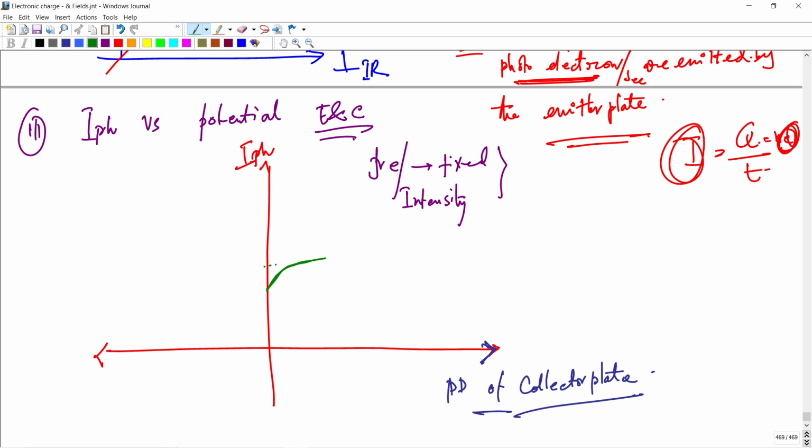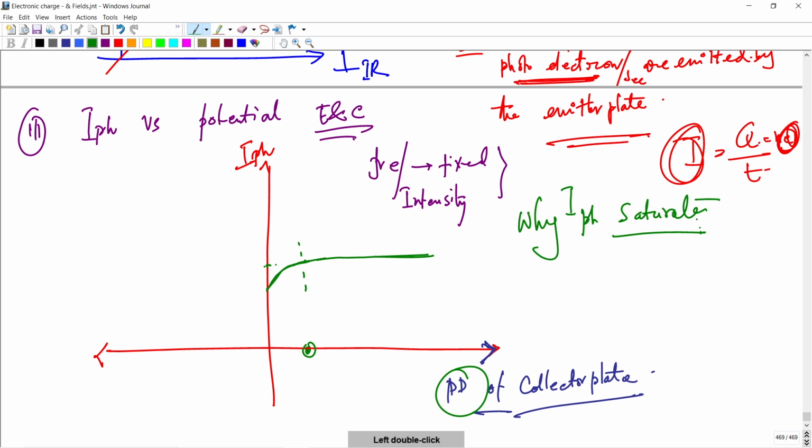After some value, we get the current saturated. If I further increase the potential difference across the collector plate, the photocurrent will be saturated. Here you see that after that point, the photocurrent is saturated. Why is the photocurrent saturated? That's very important.